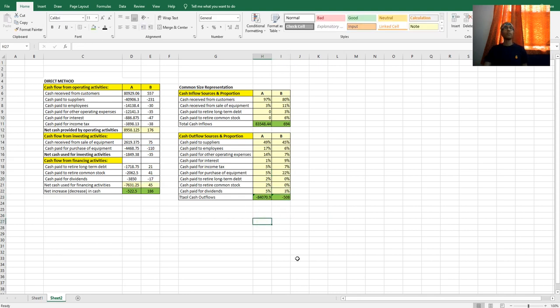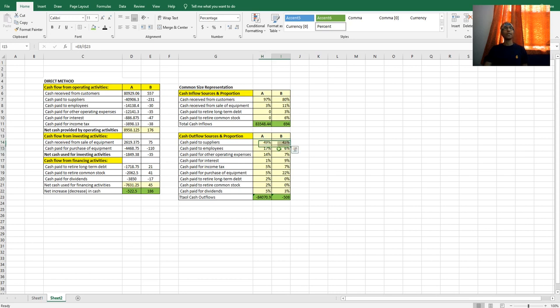So now we are in a position to compare. You can see here, friends, cash received from customers 97% for A in terms of inflows, while it is 80% for B. So the earnings quality for B is lesser than earnings quality for A. This is one observation we can make instantly. Next thing is cash paid to suppliers. They are pretty similar, 49% and 45%.